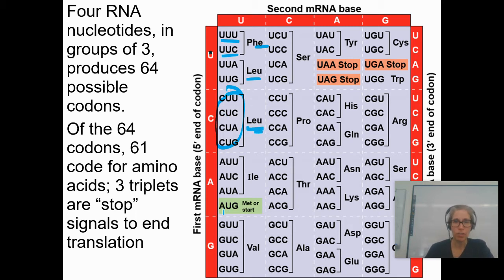There's also a start. So AUG codes for the beginning of each polypeptide. The methionine might be cut out, or it might just be the beginning of the polypeptide, but they all start that way. And then there are 3 stop codons, which are written in here, so you don't have to memorize them. They don't signal an amino acid, they signal a stop for translation.